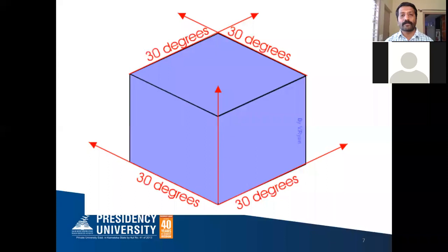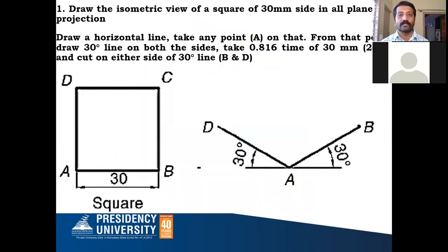in the isometric projection. Starting from the rectangle we will take, square we will take, one example of a triangle we will take, pentagon we will take, and even hexagon we will take, and even circular lamina also we will take. The first example goes like this. You can see here, I've given the question. Draw the isometric view of a square of 30 millimeter side in all planes of projection as given.